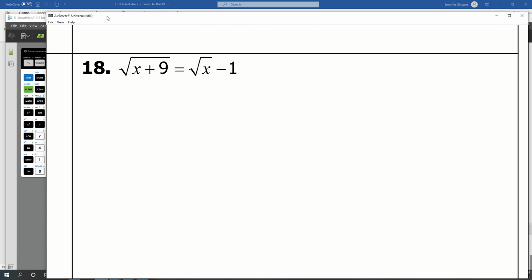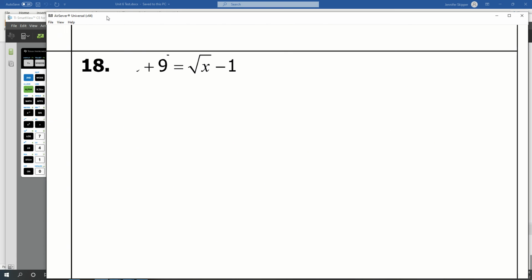Okay, I have to change my number 18. I think yours is already changed, but I haven't done it on here yet.